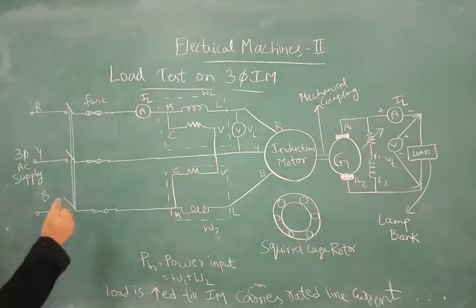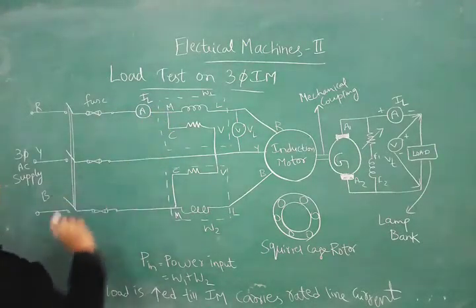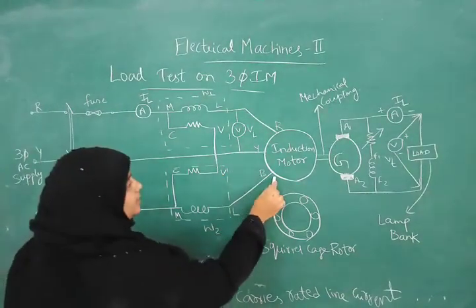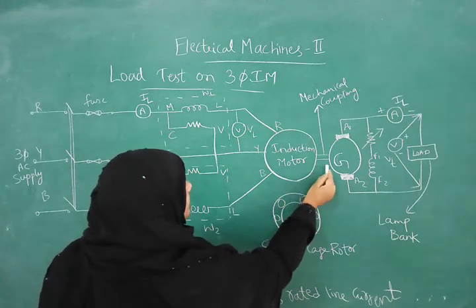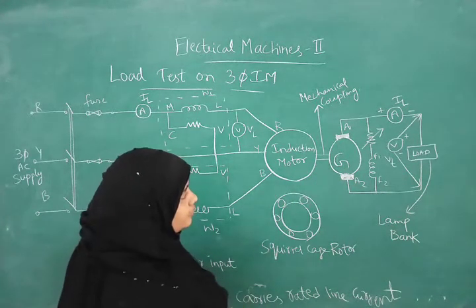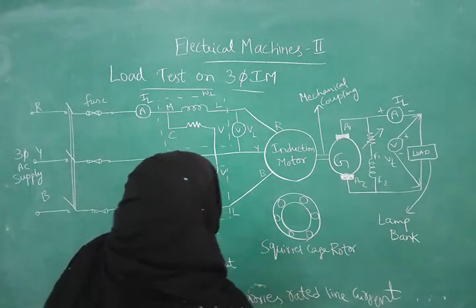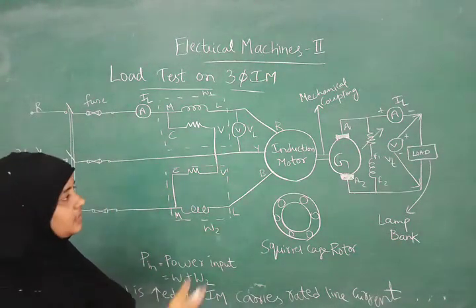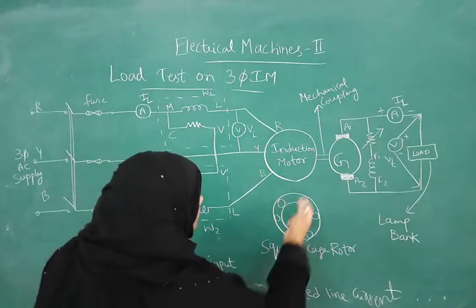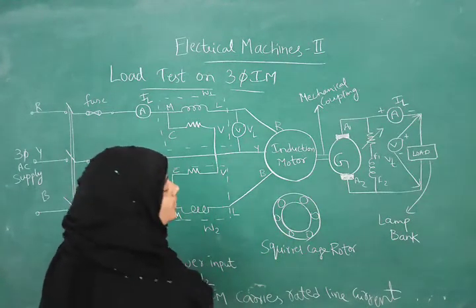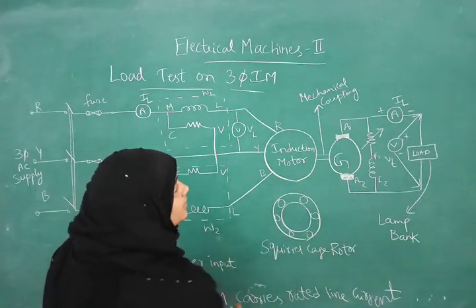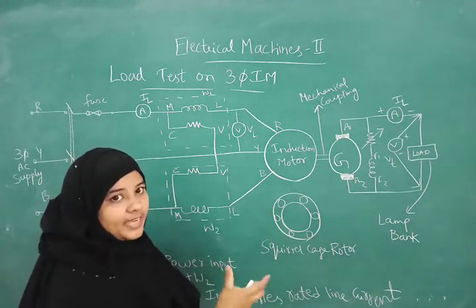So here we have drawn a circuit diagram for the load test on three-phase induction motor. This is a three-phase induction motor, which is mechanically coupled to a generator. As I said earlier, we can perform this test using the first method, brake test, or the second method, using a generator. So we are using a generator to perform the load test, and the motor and generator are coupled to each other through a mechanical coupling.